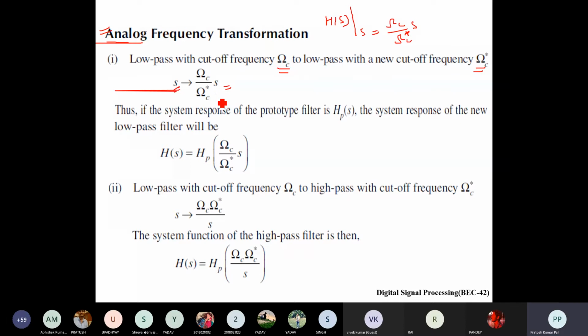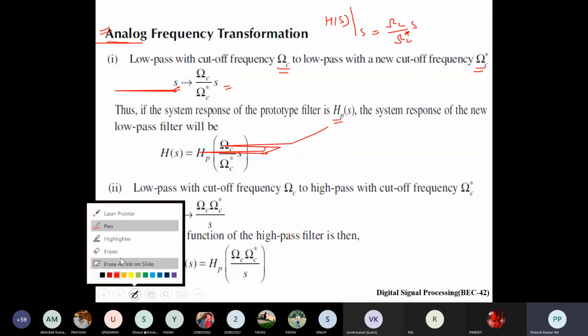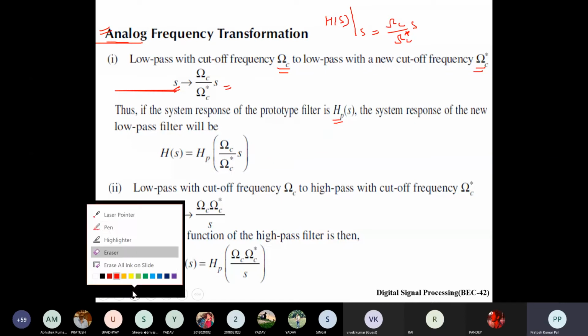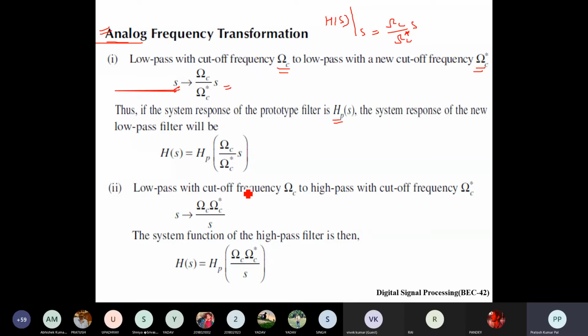If the system response of the prototype filter is HP of s, the system response of the new low pass filter is obtained by replacing s wherever it appears. HP is the prototype, and we replace s to get a low pass filter having a different cutoff frequency, omega c star. This is the modified cutoff frequency low pass filter.